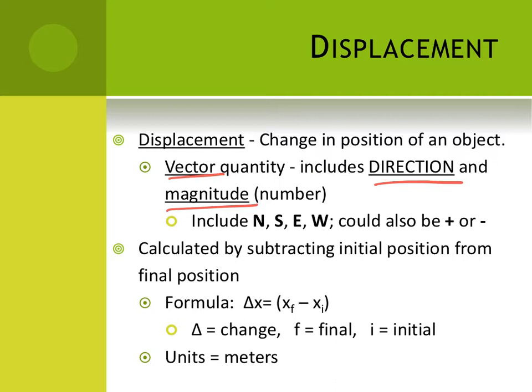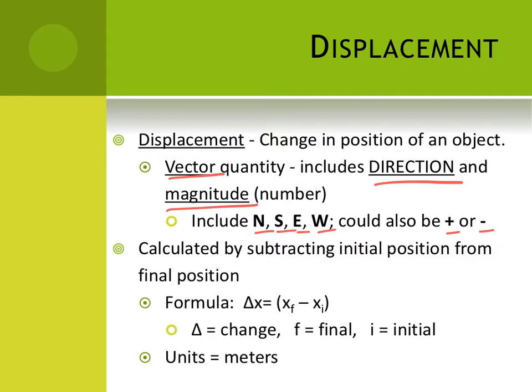For direction, you could say north, south, east, west. You could give those cardinal directions, or you could say plus or minus, positive or negative. Typically, for these, you could say either one. I think a lot of times for our class, we're going to be using the directions north, south, east, or west, or a combination of the two, northeast, or northwest, or southeast, or southwest.